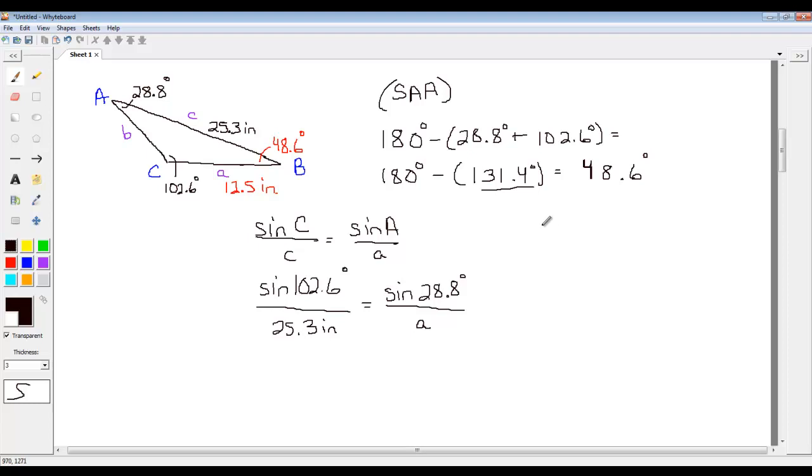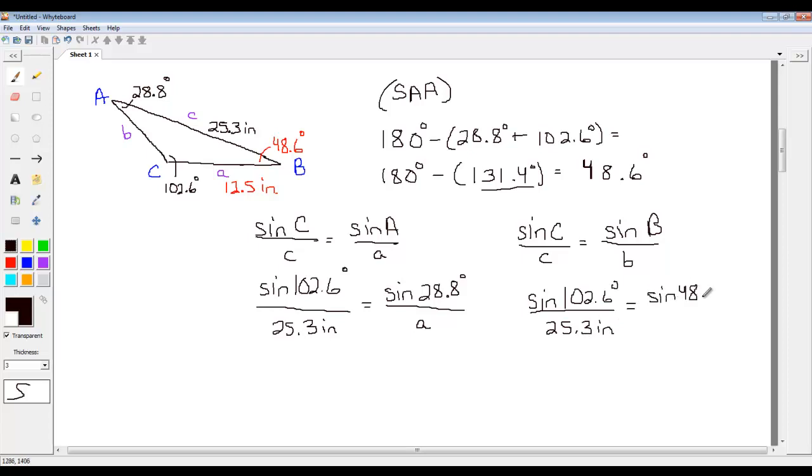Alright, and then we can do the same process to find side B. I like to go back to what I was given and work with that, so I'm going to take sine C over C equals sine B over B. So the sine of 102.6 degrees over 25.3 inches, that part looks the same. So now we're trying to solve for side B, so we have the sine of 48.6 degrees over B.